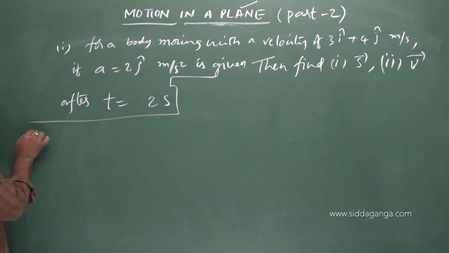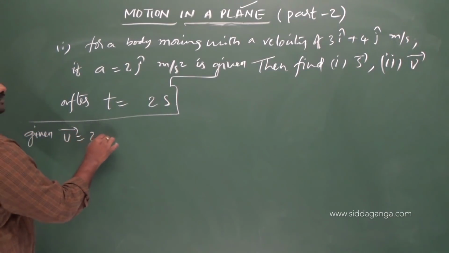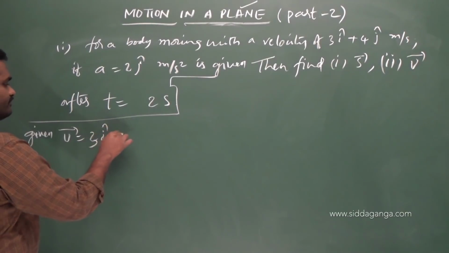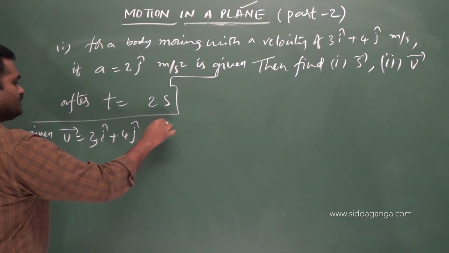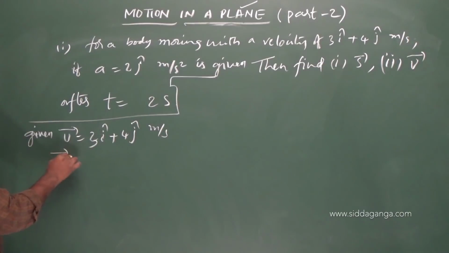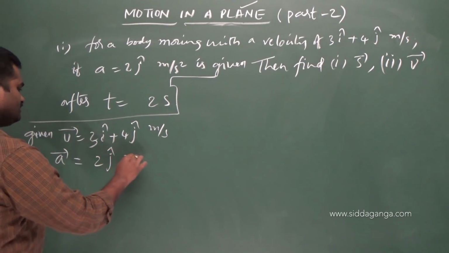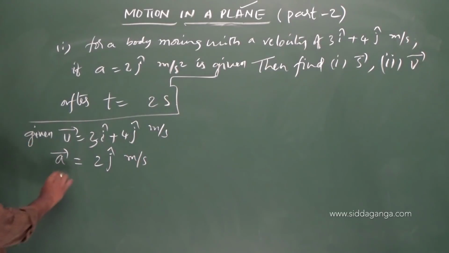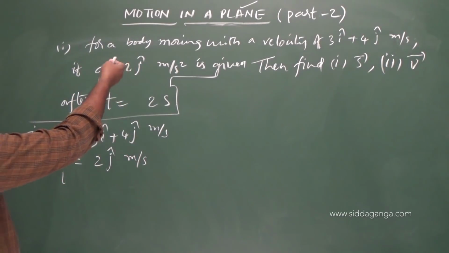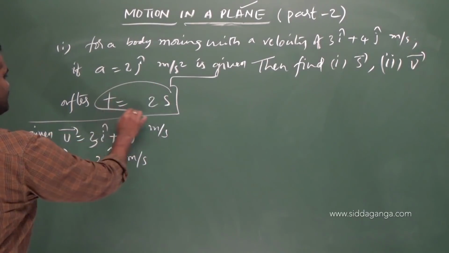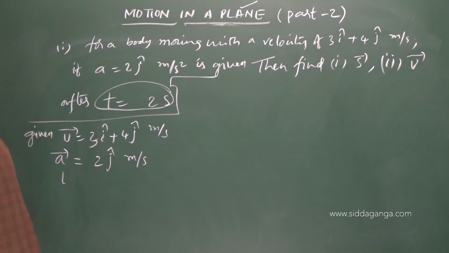Given initial velocity u bar equals 3i cap plus 4j cap meter per second. Acceleration they have given is 2j cap meter per second square. And the time of journey is 2 seconds. So now how to find out?